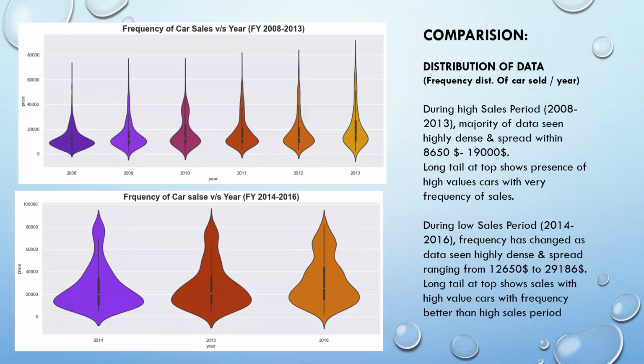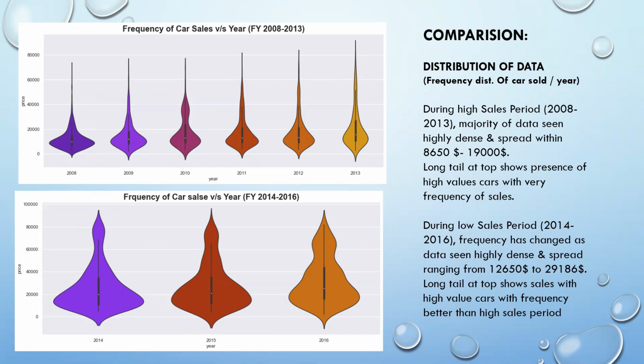This is the violin plot, which is a combination of distribution plot and box plot. So we can see that the distribution of the data is more dense at the middle section of the violin. This means that at the price range of 8,650 to 19,000, we can see more density of the price data, and the long tail shows high value cars with a very low frequency of sales.